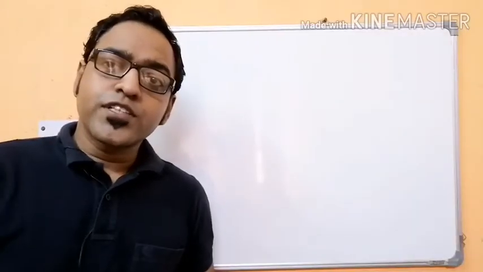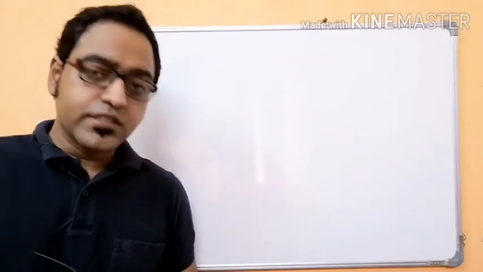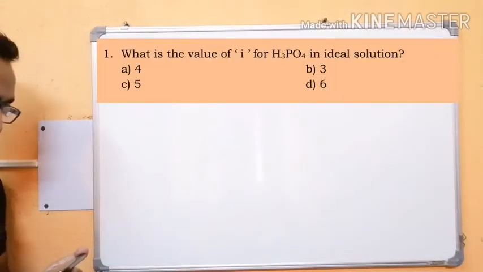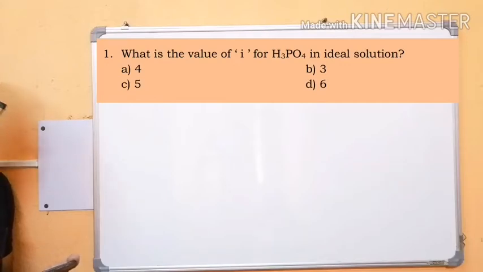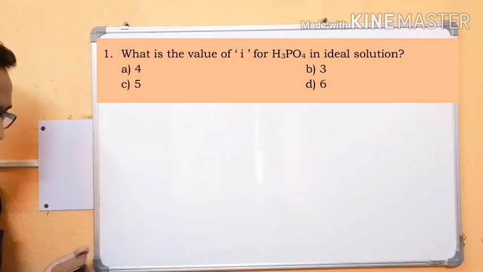Let's start with our first question. The first question is, what is the value of i for phosphoric acid in ideal solution? What is the value of i in phosphoric acid in ideal solution?